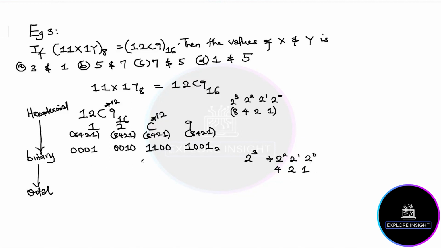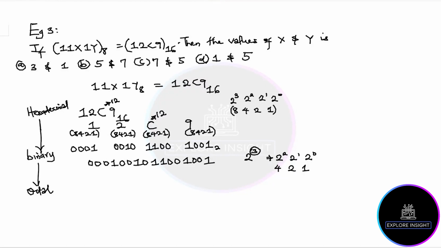So we are going to consider first arranging this as 0, 0, 0, 1, 0, 0, 1, 0, 1, 1, 0, 0, 1, 0, 0, 1. Now, what is our next rule? Our next rule is we're going to consider 3 digits as a set, and we will move from right to left. So I'm going to take 3 digits as a set, 3 digits as a set, because I'm dealing with octal.